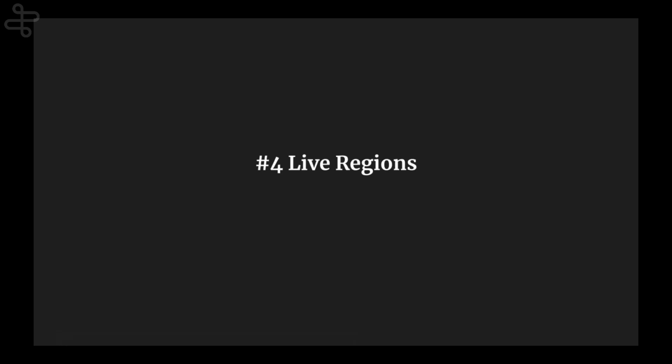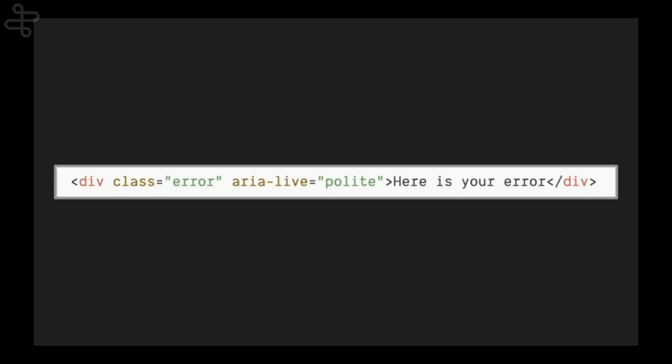Now, when you have a single page application, visually it is very easy to see where the errors are coming on submission, where the success messages are coming, or which part of the page got updated. But when you are dependent upon screen readers, you won't be able to understand when such things happen. In such cases, live regions come in. So you have an ARIA attribute for that, aria-live polite.